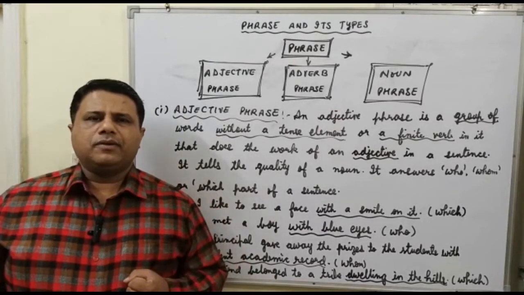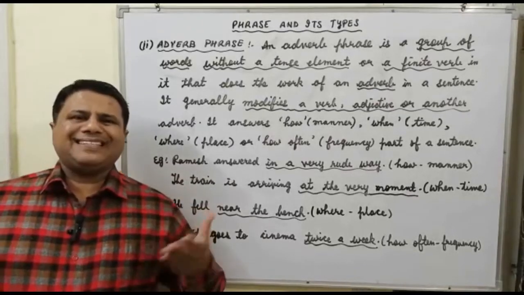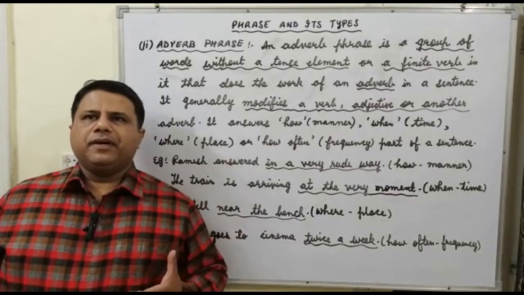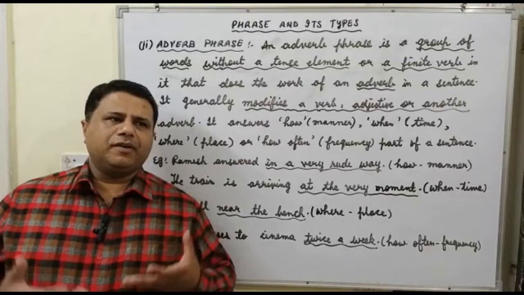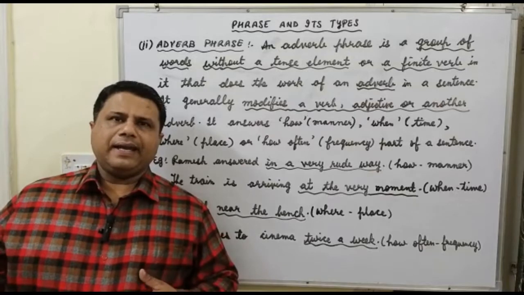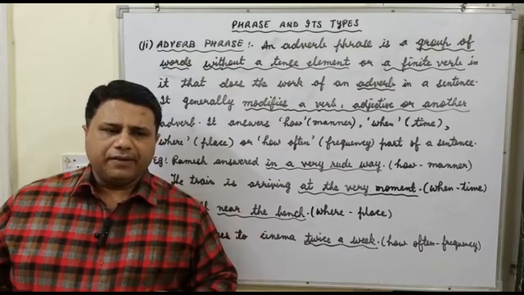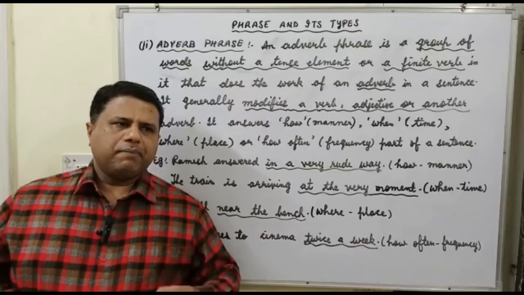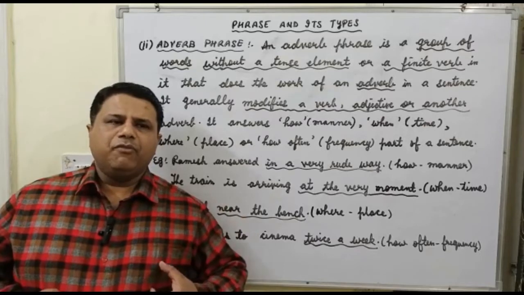Now we shall move on to the adverb phrase. An adverb phrase plays the role of an adverb, right? Obviously, what is an adverb? What is the role of an adverb in a sentence? It can modify a verb, an adverb, an adjective, or it can also modify a whole sentence. So that is the role of an adverb. But it is called an adverb only when it is one word. But when we are talking about a group of words without a tense element, that is called an adverb phrase.